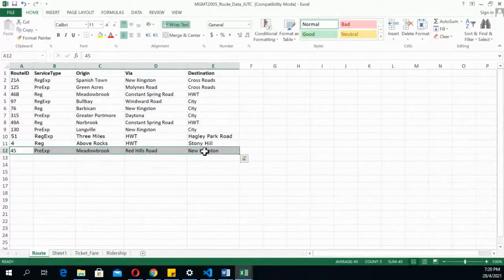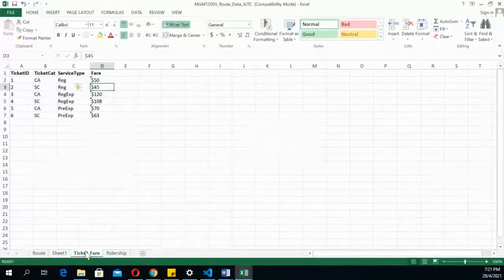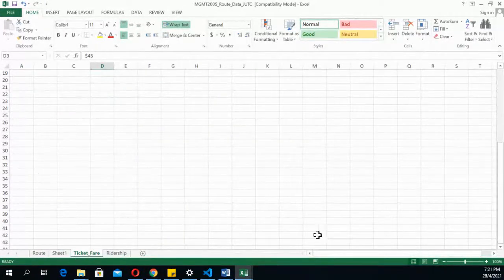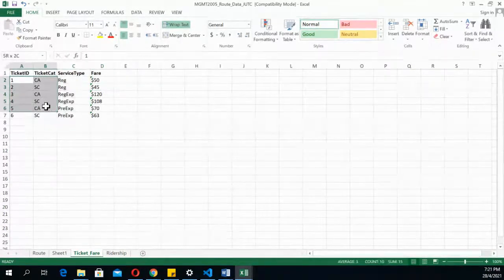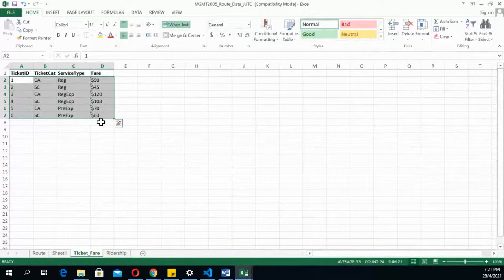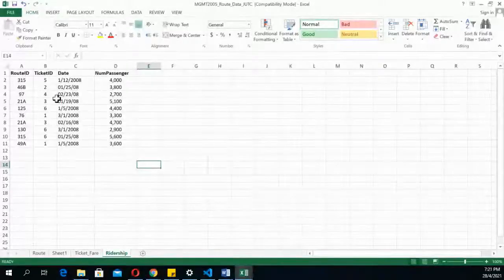So just add this to the route table. Then we have the ticket fare. I don't know where that gone. So ID, category, service type, fare. You notice for Sir, and then we have the right.